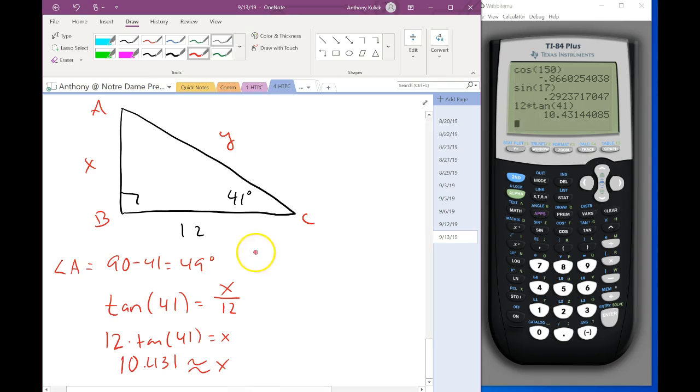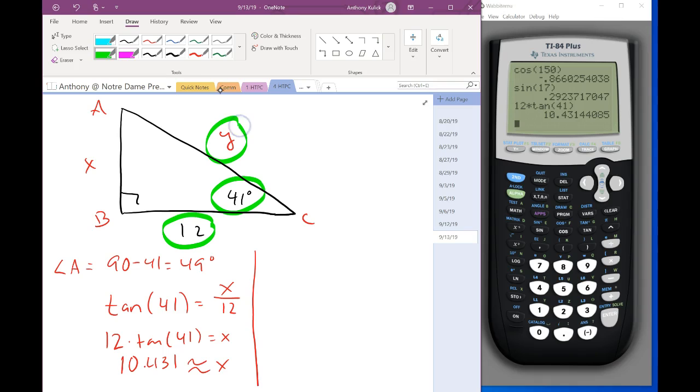What would be better or more accurate is, again, if I'm using 41 degrees, I know the adjacent, and I'm looking for the hypotenuse, I can use cosine of 41. And now I've used only the exact given values to solve for y. So this answer will be a little bit more precise because I don't have any rounding involved.